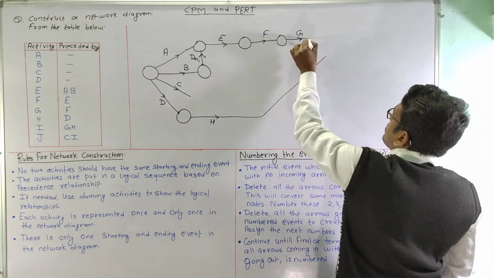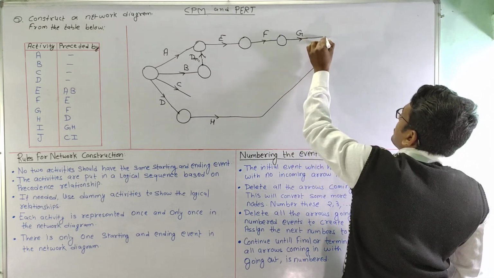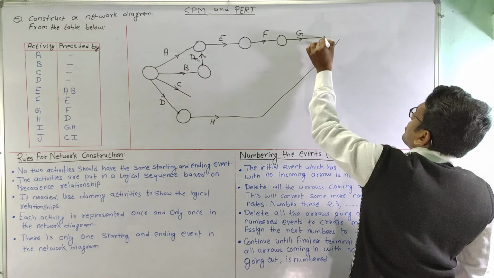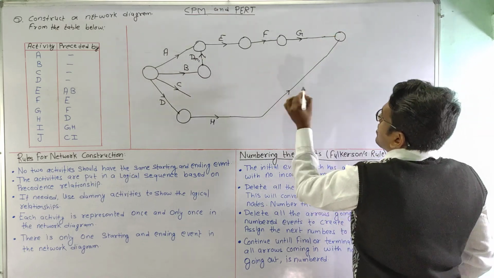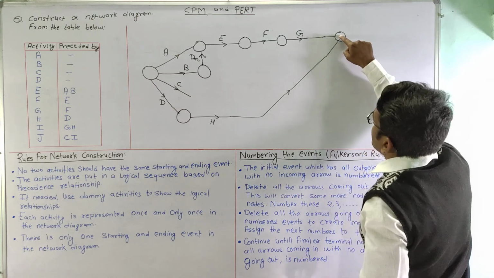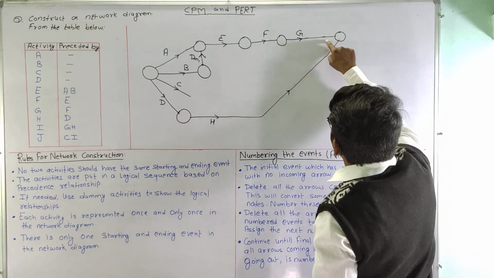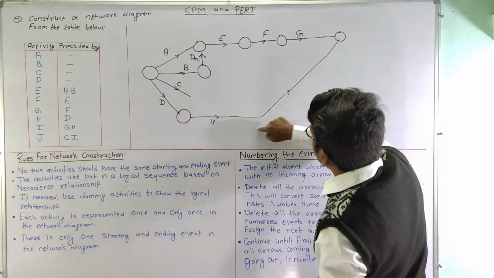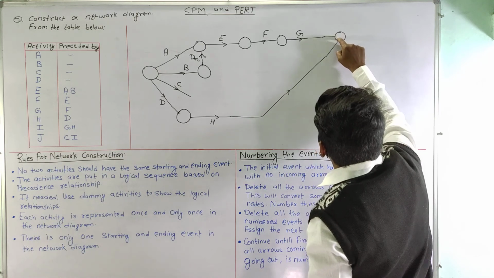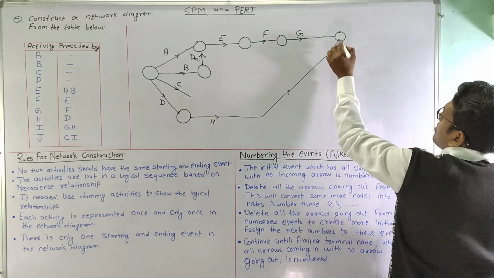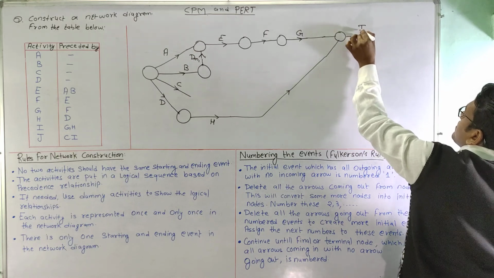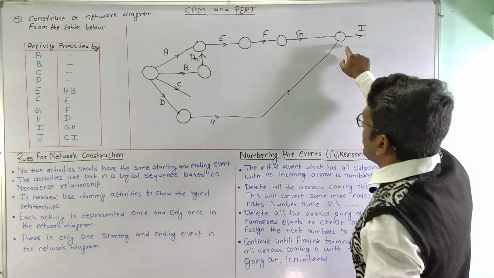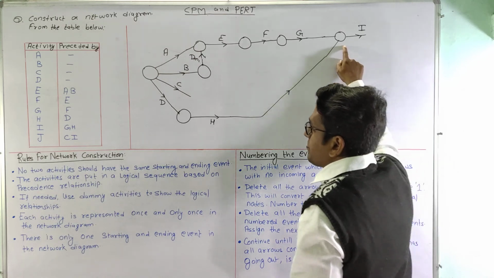So we need to converge these 2 activities to one single node, and this node shows that activity G and activity H are completed here, and I activity can be started from this particular node.